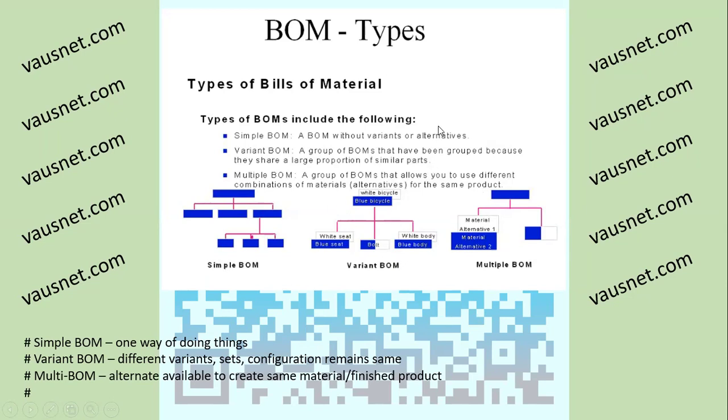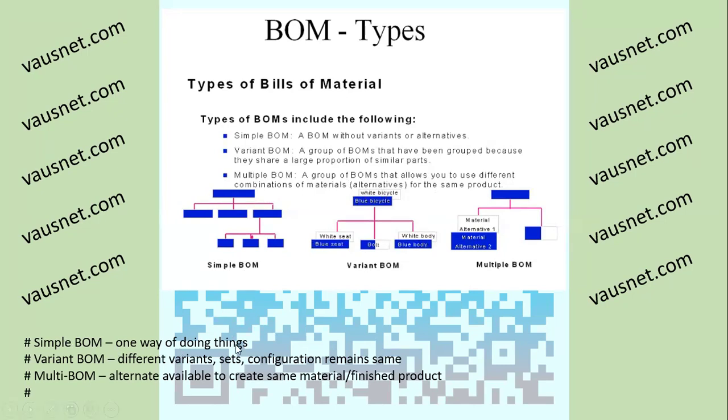Variant BOM, for example, is the same thing like simple BOM, but there is a variance or a difference in specs. Specs like whether the bike will be blue or white, whether the seat will be blue or white or black, whether the body will be white. There is no difference between simple and variant, except a difference in the colors, the scheme. Overall, it will just remain the same.